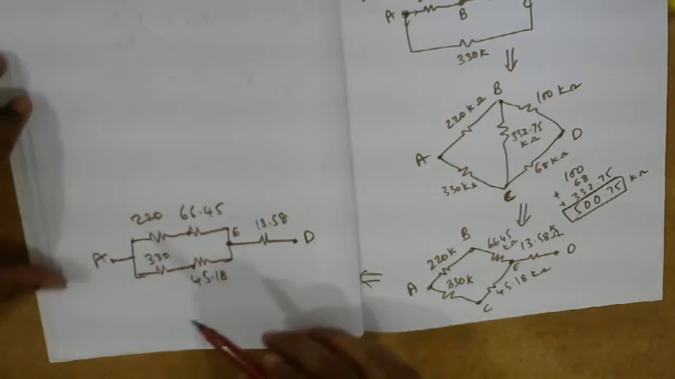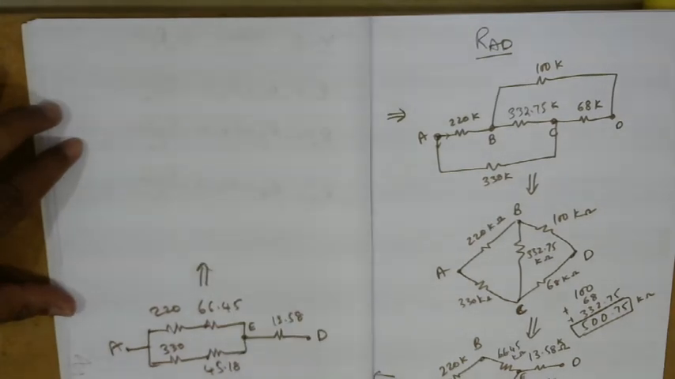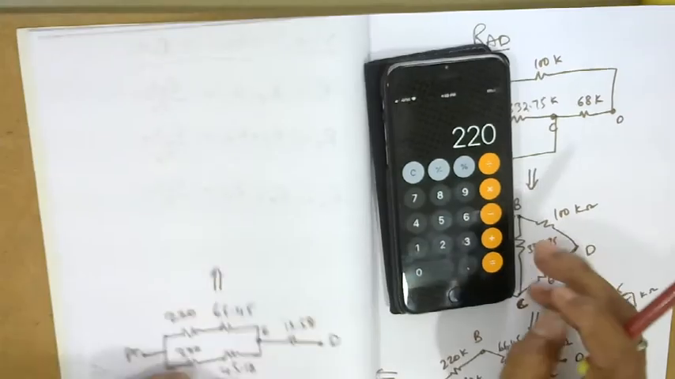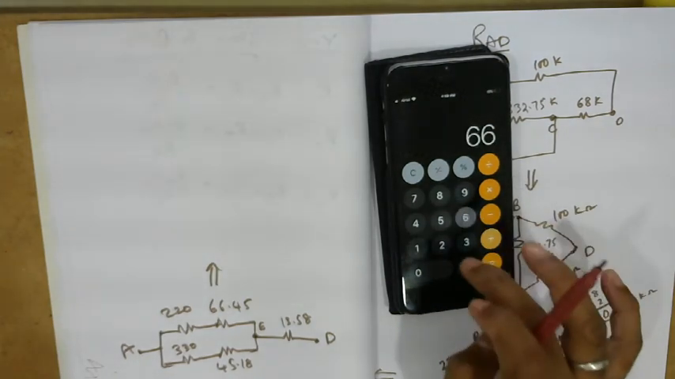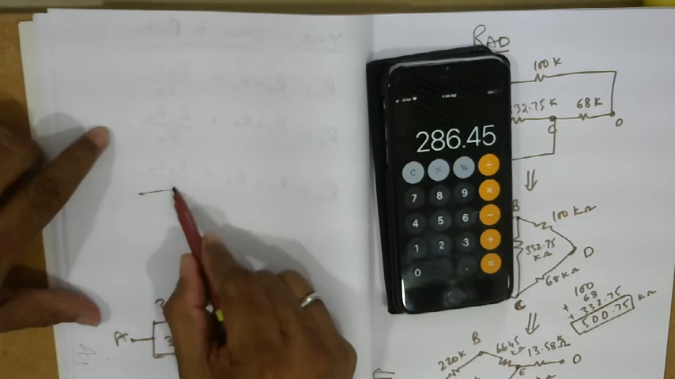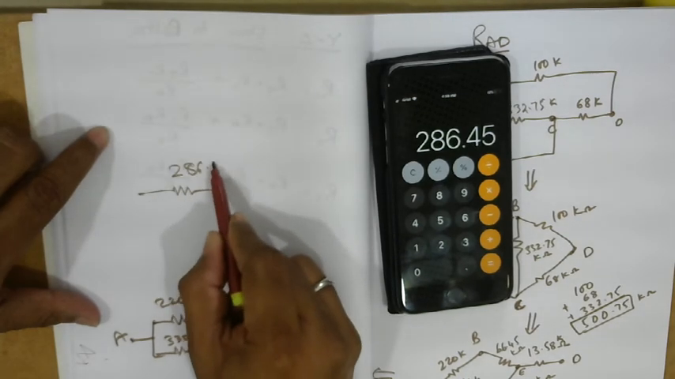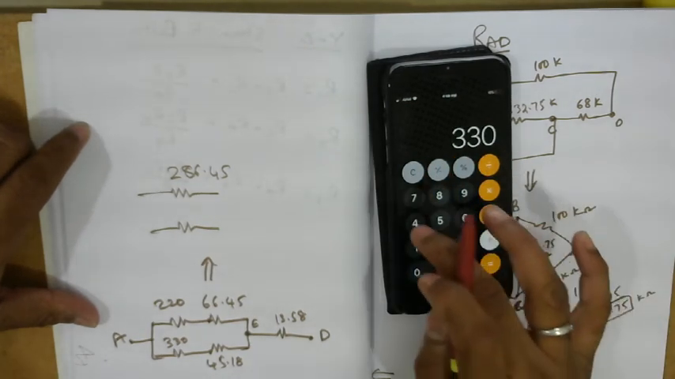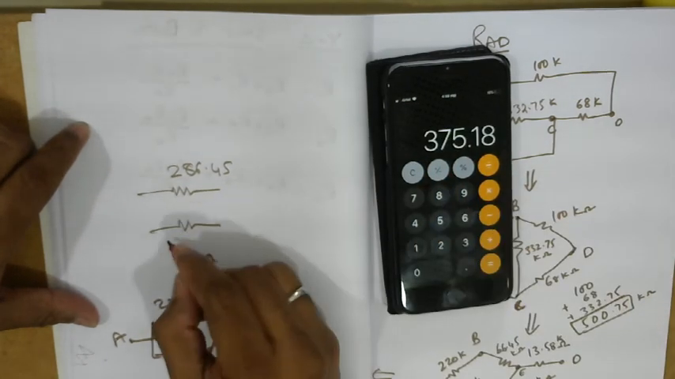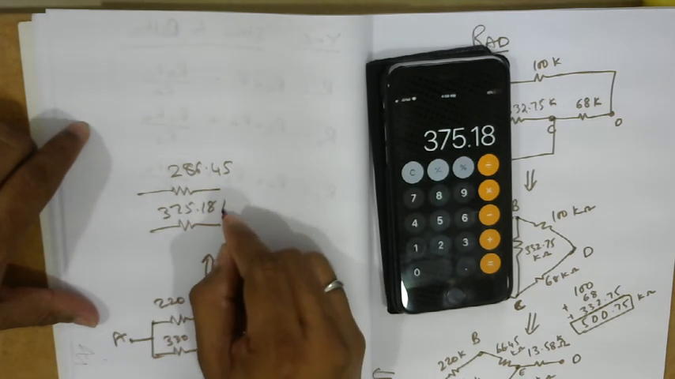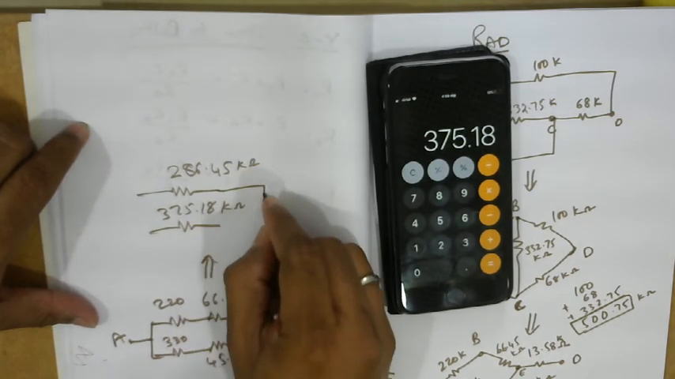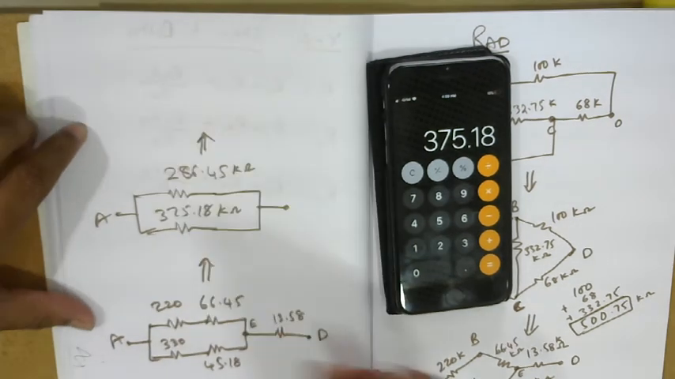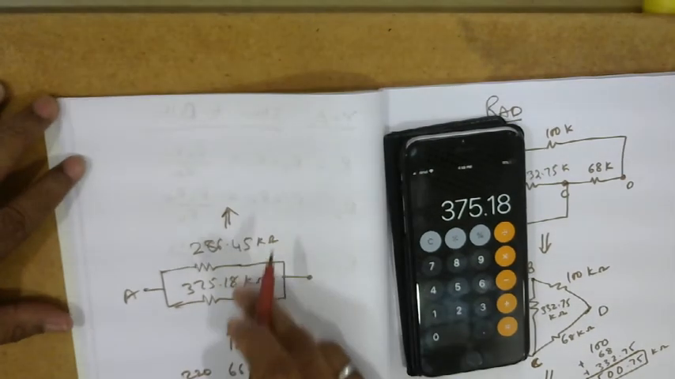Now these two are in series, so let's further simplify this. So let me add that. So 220 plus 66.45 gives me 286.45, and another branch, 330 plus 45.18 gives me 375.18 kilo ohms. So now you know what is the next step. Again, simplify this. Two resistances in parallel.